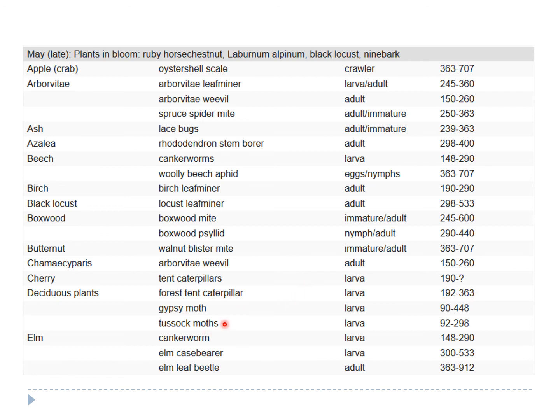A similar insect, the gypsy moth, is out earlier, 90 growing degree days. And so you do have to have a good understanding that even things that are similar to each other have different timings.